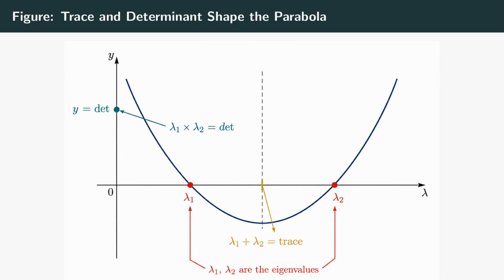Slide the trace and the roots shift together, raise the determinant, and the roots pull apart or even leave the real line into the complex plane.